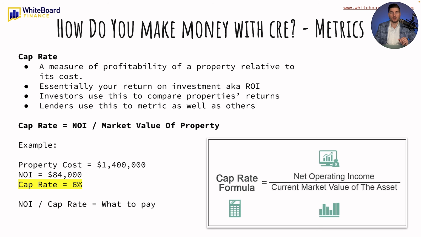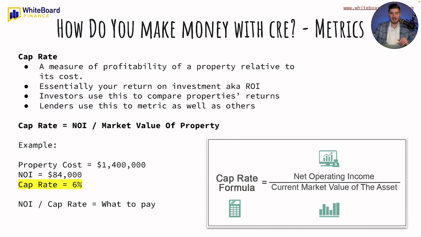price of a building. So let's talk about cap rate. This is your capitalization rate. This is essentially your return on the investment, aka ROI. This is a measure of profitability of a property relative to its cost, okay? So if a property made you $1 million a year and it cost $1, that's a ridiculous cap rate, right? But if it made you $1 million a year and cost $17 billion, that's not that great of a cap rate, right? So you have to make an apples-to-apples comparison. Investors use this to compare properties' returns. Lenders use this metric as well as others to see if you're credit-worthy or loan-worthy, right?